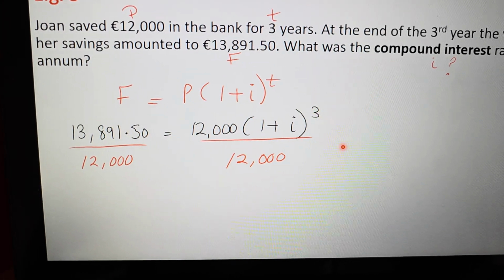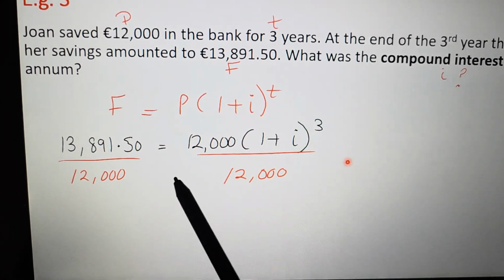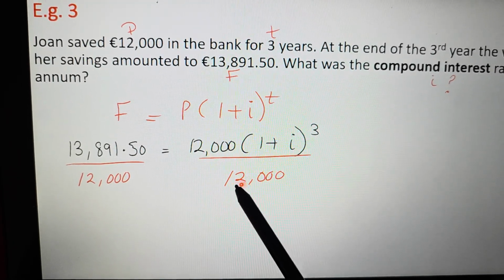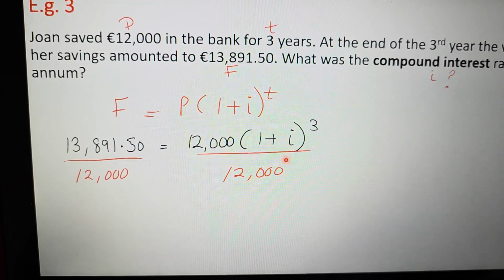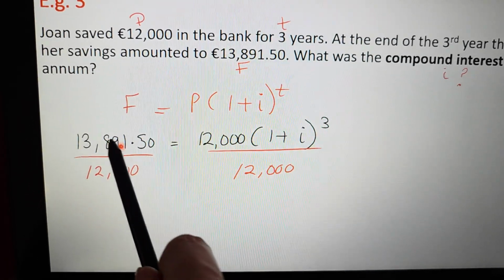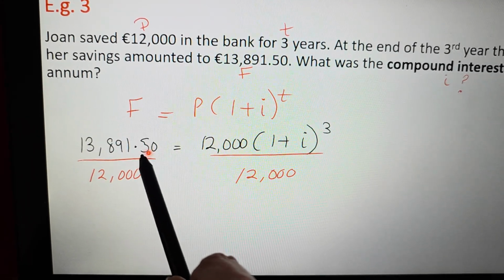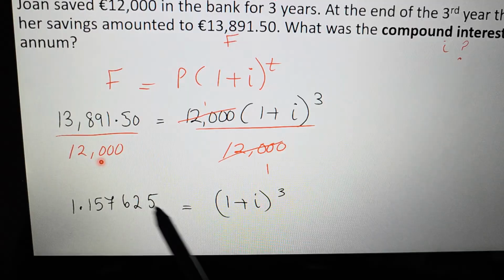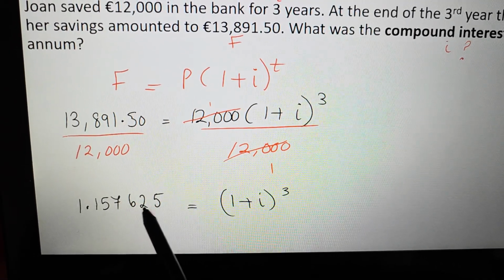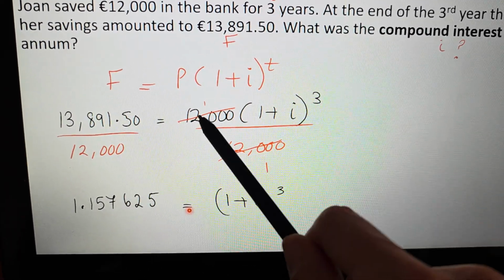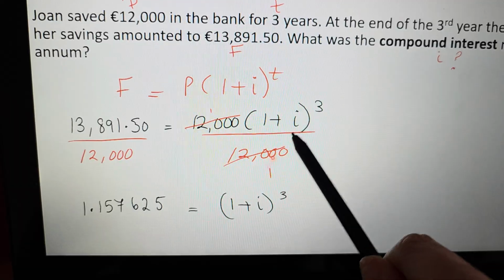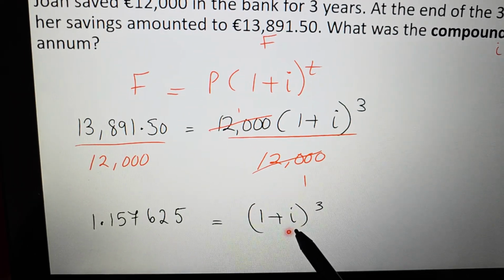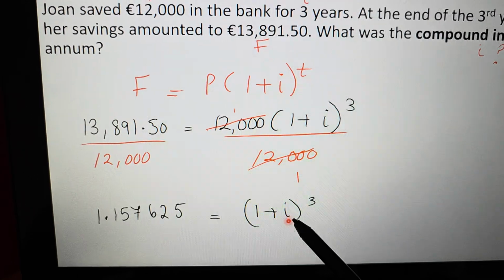And what you do on one side of the equation, you do to the other. So we divide both sides by 12,000. Then this 12,000 will divide into this 12,000, so it's gone. And if you plug this into the calculator, €13,891.50 divided by 12,000, I will get 1.157625. The 12s divide into each other, so you're just left with the bracket to the power of 3. Okay? Now, I still want to get what I is.